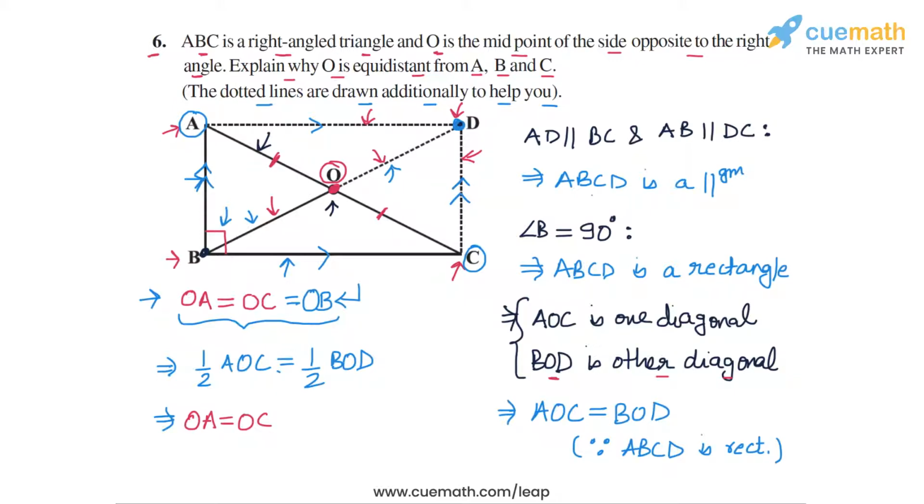And what is half of BOD? Half of BOD is the other diagonal, and O is the midpoint of BD as well. So half of BOD will be OB or OD. So we can write half of BOD as either OB or OD. So from here we see that OA, OC and OB are equal, which means that the point O is equidistant from A, B and C. So that completes our proof for question number 6.